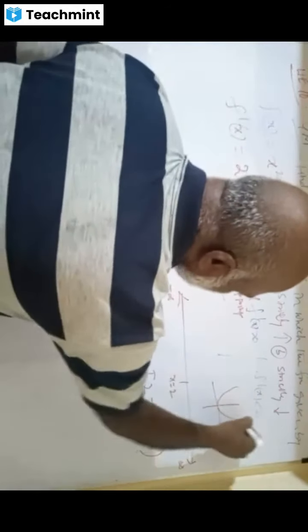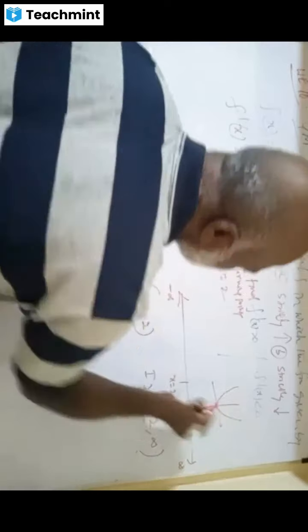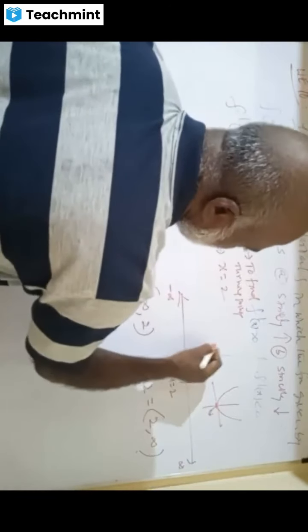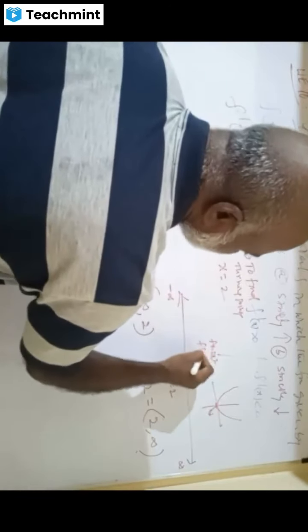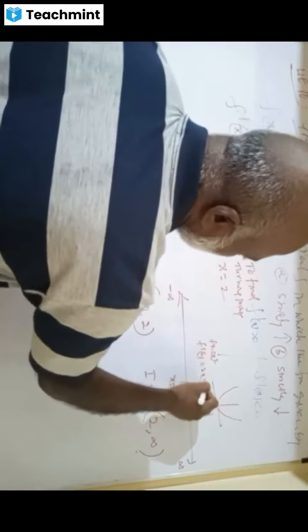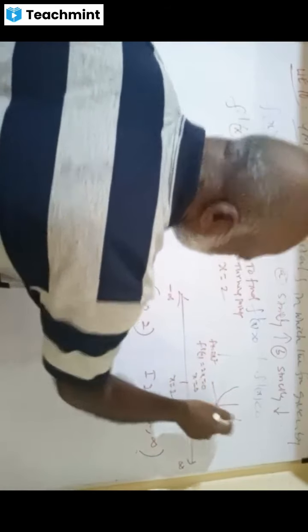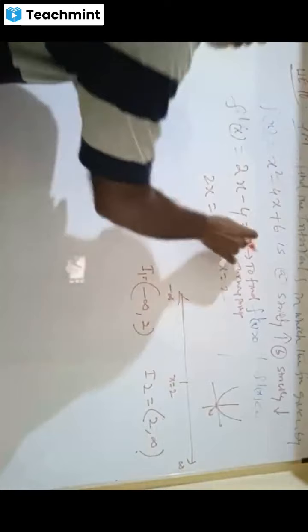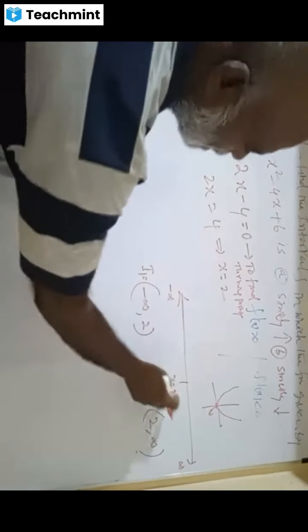Like we have done already: for x square, f of x equals x square, f dash x is 2x, 2x equal to 0, that's x equal to 0. At x equal to 0 is the turning point. So to find turning points, we equate it to 0. Note down this point: 2x minus 4 equal to 0, x equal to 2 is the turning point here.